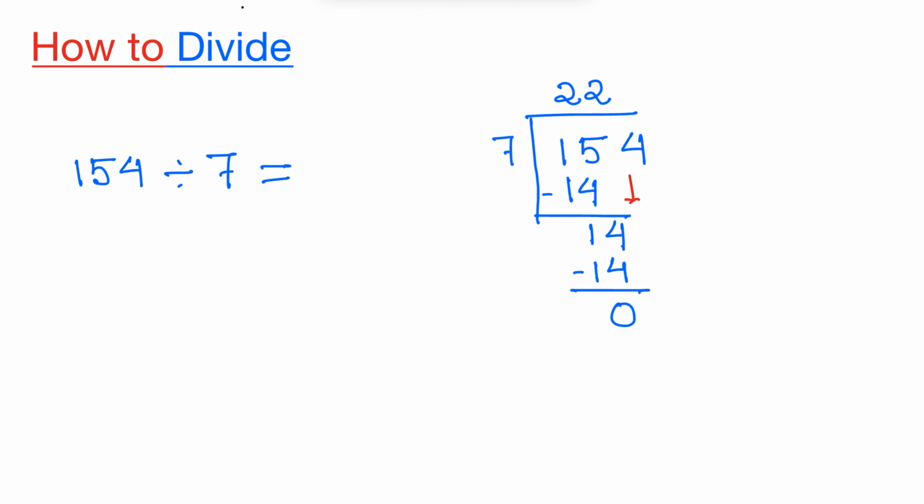Therefore, 154 divided by 7 is equal to 22. And this is our final answer.